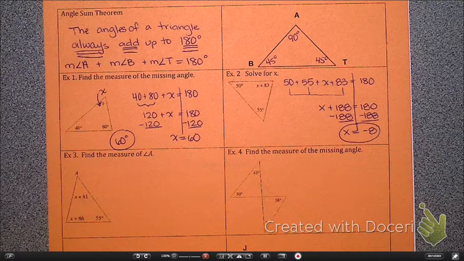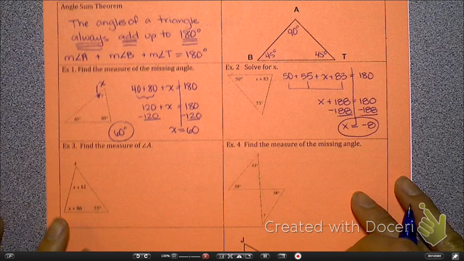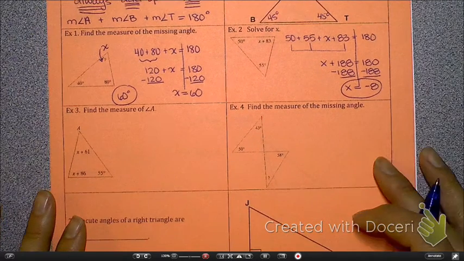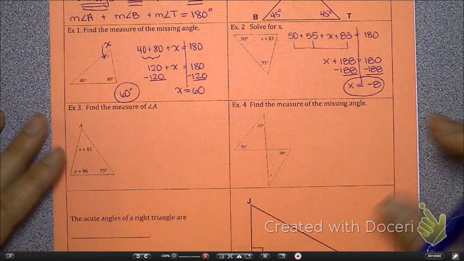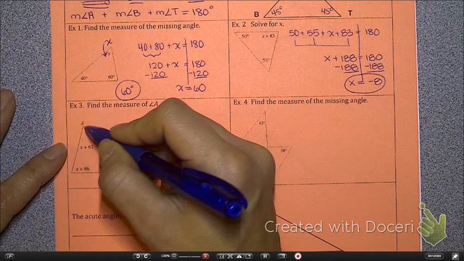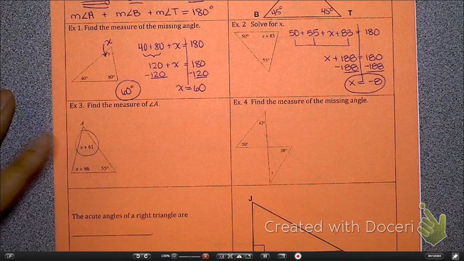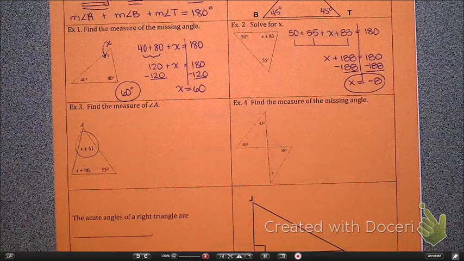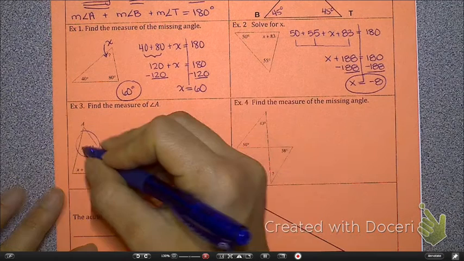Okay. Are there any questions on that one that we just did? Okay. All right, so let's take a look at example 3. Okay. Example 3 says find the measure of angle A. So look at where angle A is. Angle A is this angle right here, right? So what do we need to do first before we find the measure of angle A? Find x. Yeah, find x, right? So let's go ahead and set up an equation adding these three together.